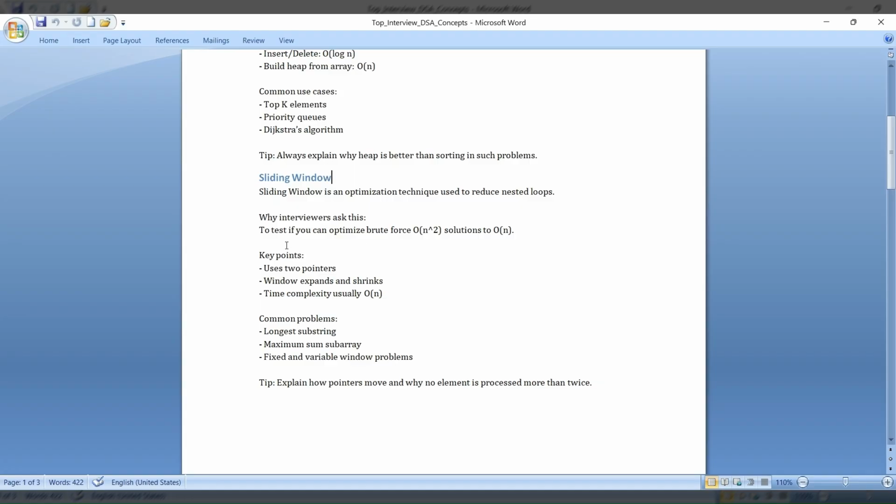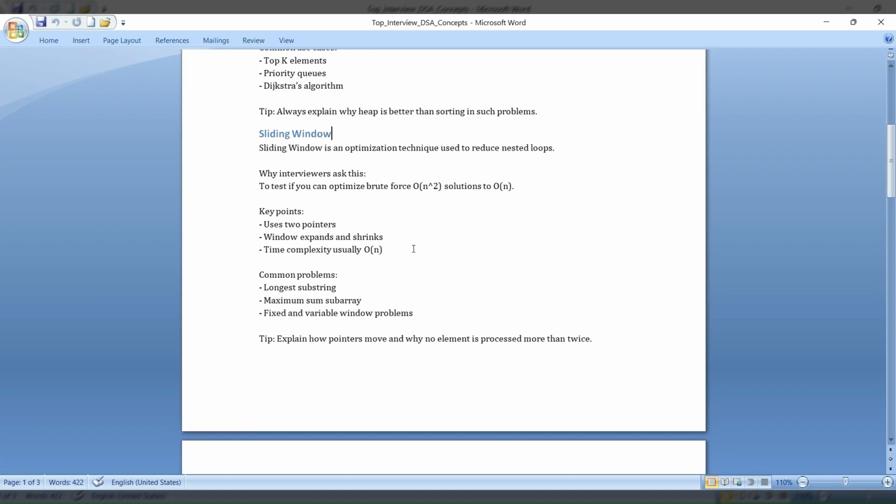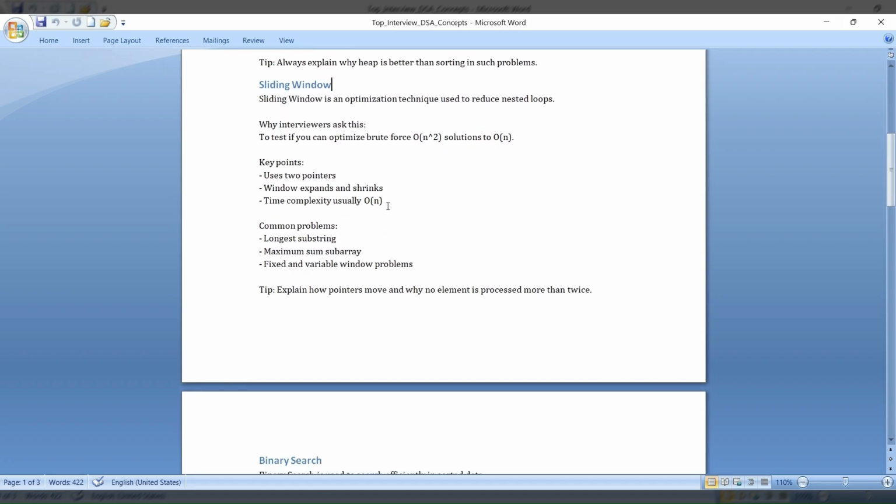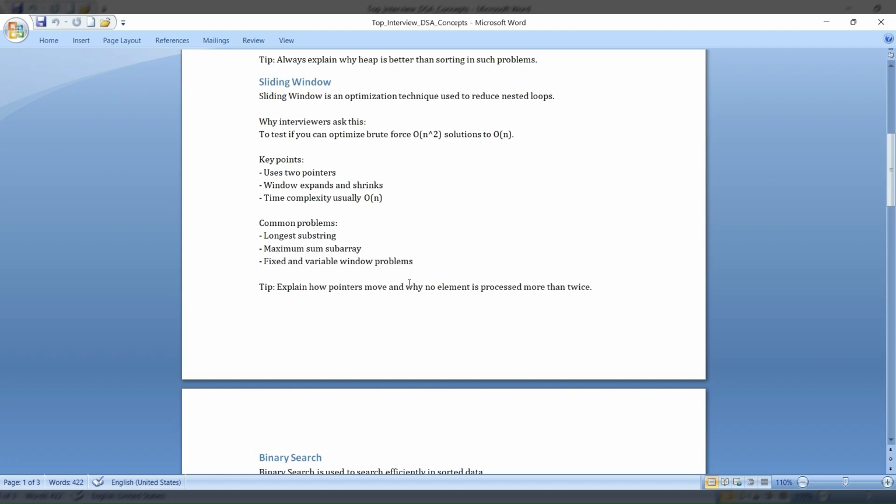We use it to improve the brute force approach, which takes an O(n squared) solution, to O(n). The key points are that it uses two pointers, and the window expands and shrinks. Time complexity is usually O(n), and common problems are longest substring, maximum subarray, and fixed and variable window problems. The tip is, whenever the interviewer asks you to explain this concept, explain how the pointers move and why no element is processed more than twice. So that is how you can explain this topic.